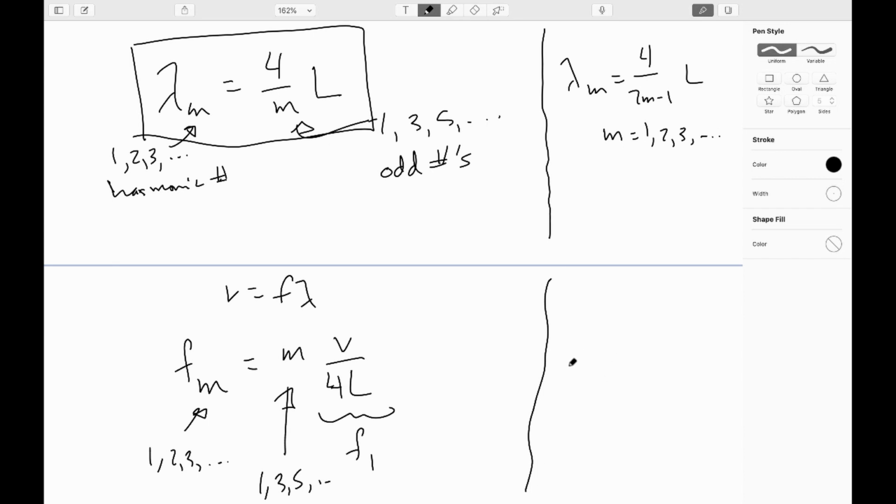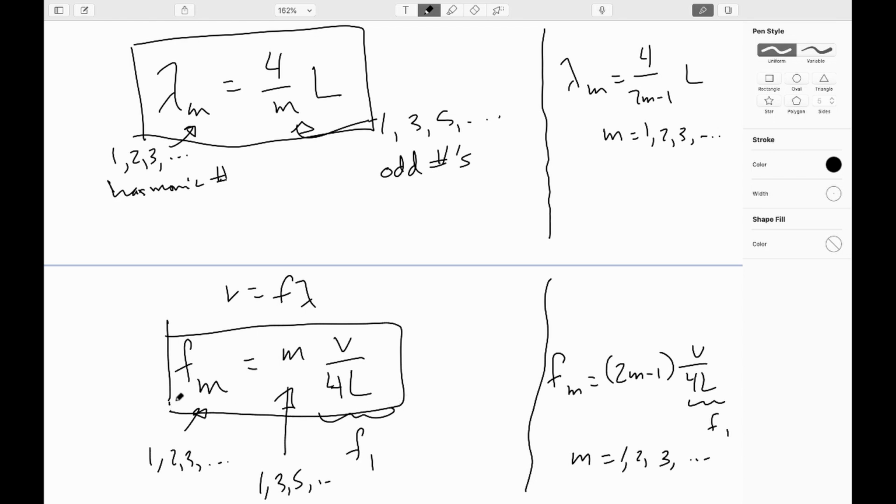So it turns out that this is odd numbers times the fundamental. If you prefer the alternate way to write that, it would be Fm equals (2m minus 1) v over 4L, or times f1. And then on both sides you would put in that m is 1, 2, 3, and so forth. But again, like I say, I'm assuming that there is a really good reason why every book has done this for the last 20 years.